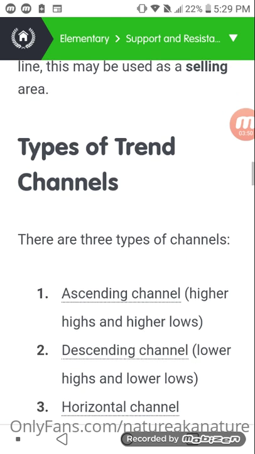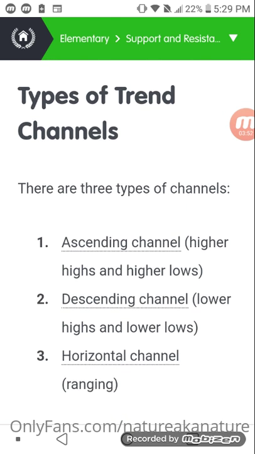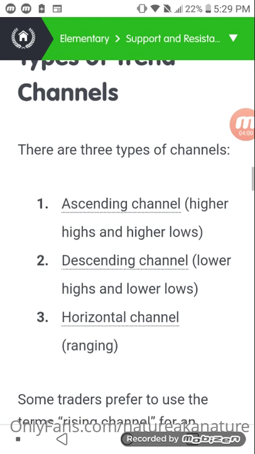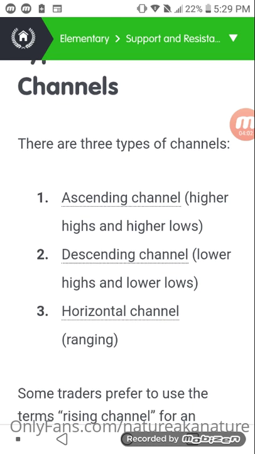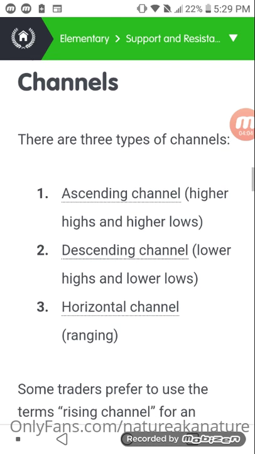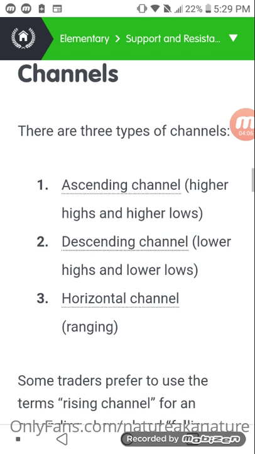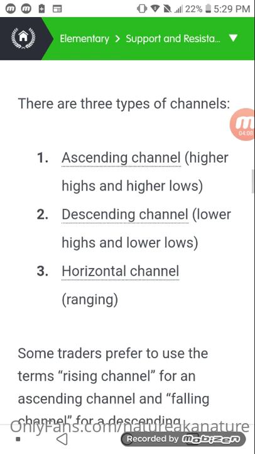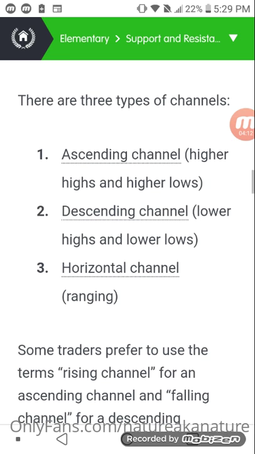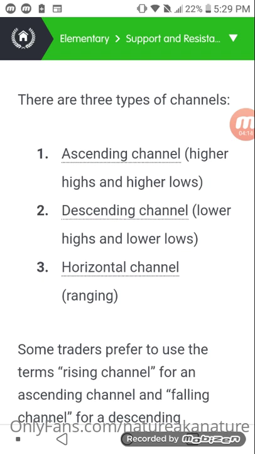So, types of trend channels. There are three types of trend channels, just like there are three types of trend lines. You have the ascending channel, like the uptrend line. It's made out of higher highs and higher lows. Then you have the descending channel, like the downtrend line. It's made of lower highs and lower lows.